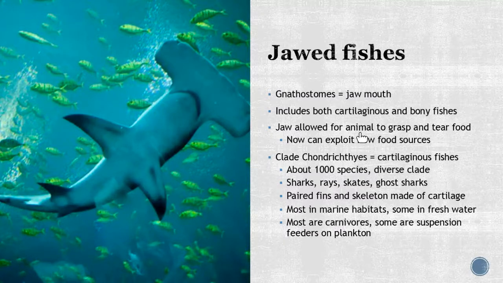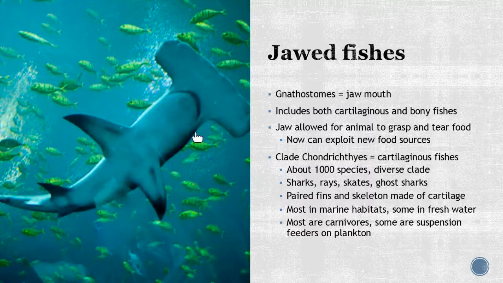Now, the first one is the clade Chondrichthyes, I'm saying that wrong, which are your cartilaginous fishes. Now, this is going to be a very diverse clade of about 1,000 species. What falls in here are your sharks, your rays, your skates, and your ghost sharks. They're going to have a set of paired fins, and the skeleton is made up of cartilage. And you're going to find most of them in marine environments, but some have been found in fresh water.